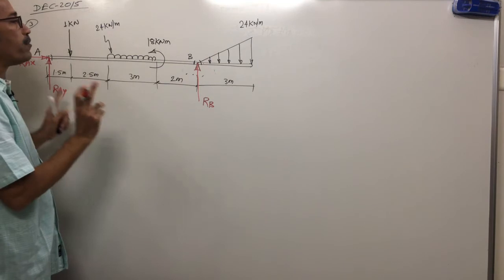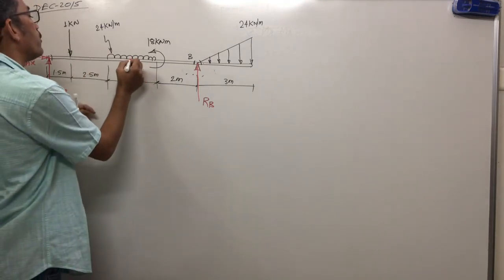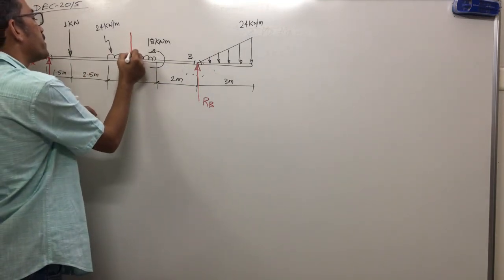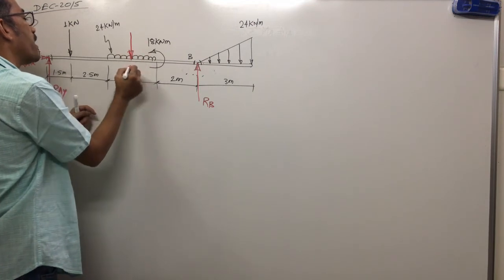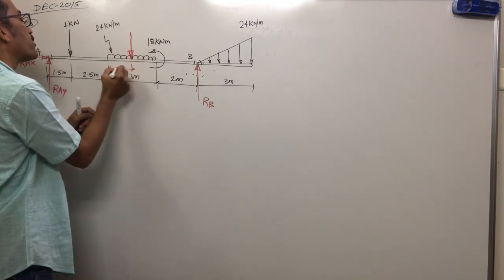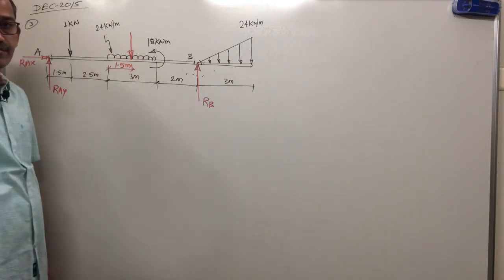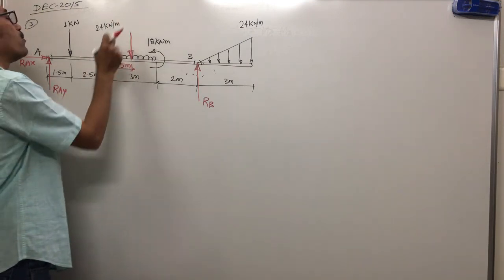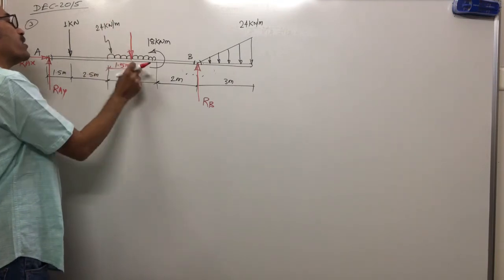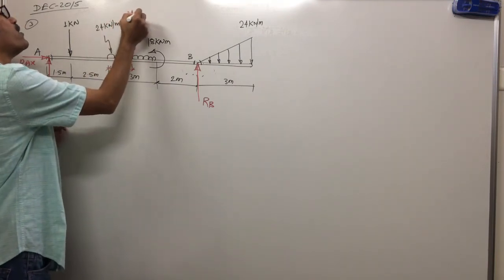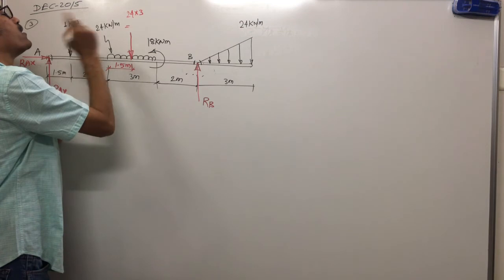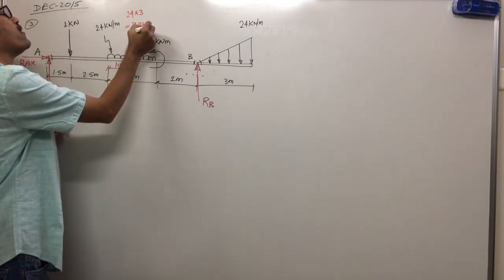Now, the equivalent of UDL and UVL. Where will we get the equivalent of UDL? Always at its center. Center of what? Span. Span means the portion in which that load is acting. This is how much? 3 meter. Half of it is 1.5 meter. Magnitude of the load is W into L. W is 24 and this is 3, so 24 into 3 comes out to 72. Yes, this is 72.